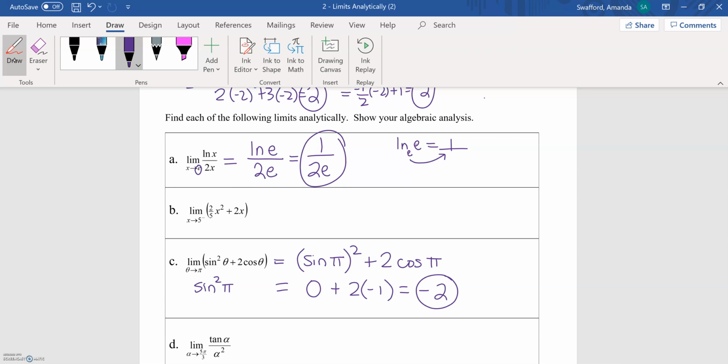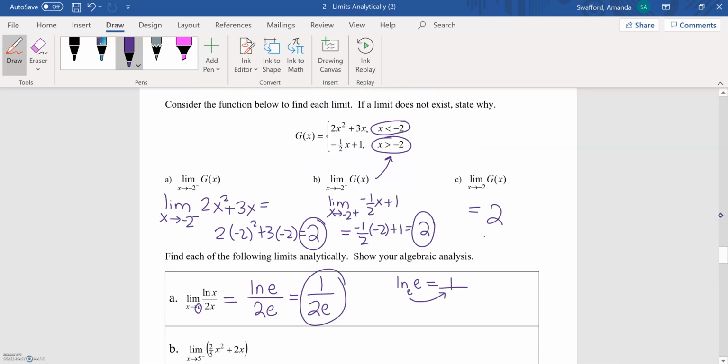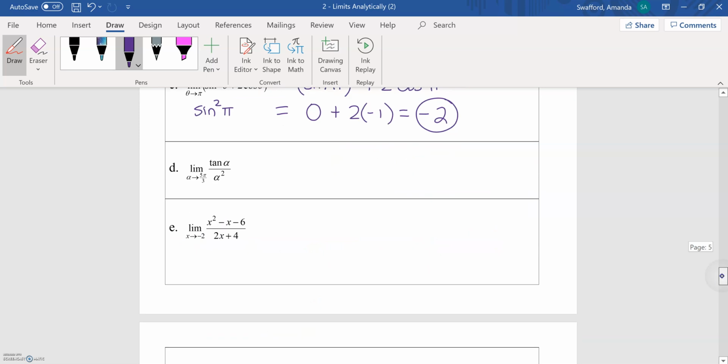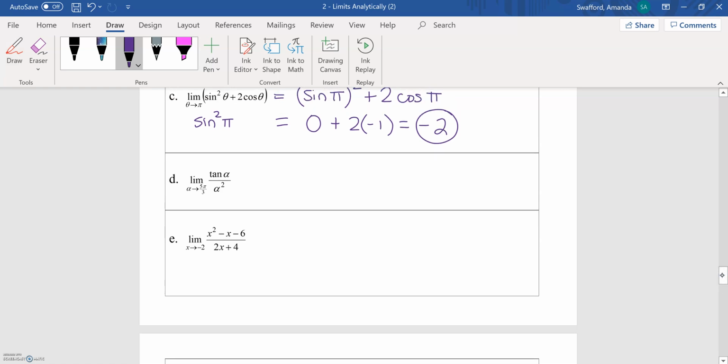Okay, so let me just skip ahead. I'm going to try to do 1 or 2 more that are a little more difficult. Make sure in Part D you know your unit circle. You can clean that up. Part E, when I directly plug in -2, it's going to give me a 0 in the denominator. So for this one, I am going to need to factor and see if that will help me.